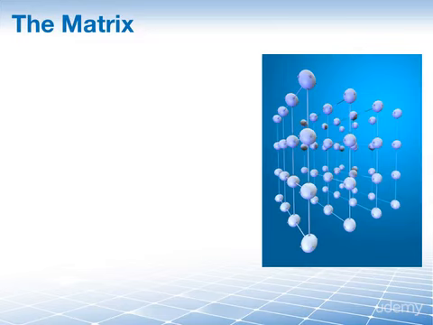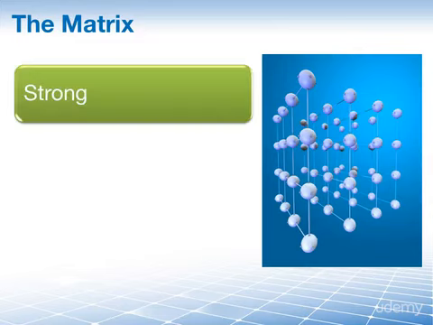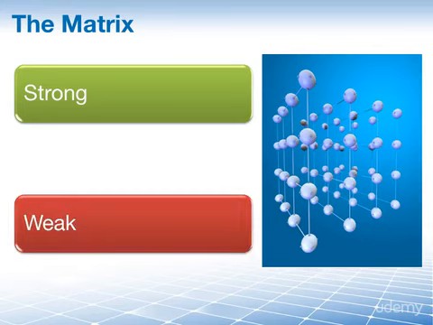The matrix organization is further classified according to power and influence of the project manager as opposed to the functional manager. A strong matrix is more akin to the projectized model where the project manager has more power and influence. That's why we put that in green here, because a strong matrix organization, that's good for us, project managers. However, on the other end of this spectrum in red, we have the weak matrix organization. Well, this is closer to the functional organization.